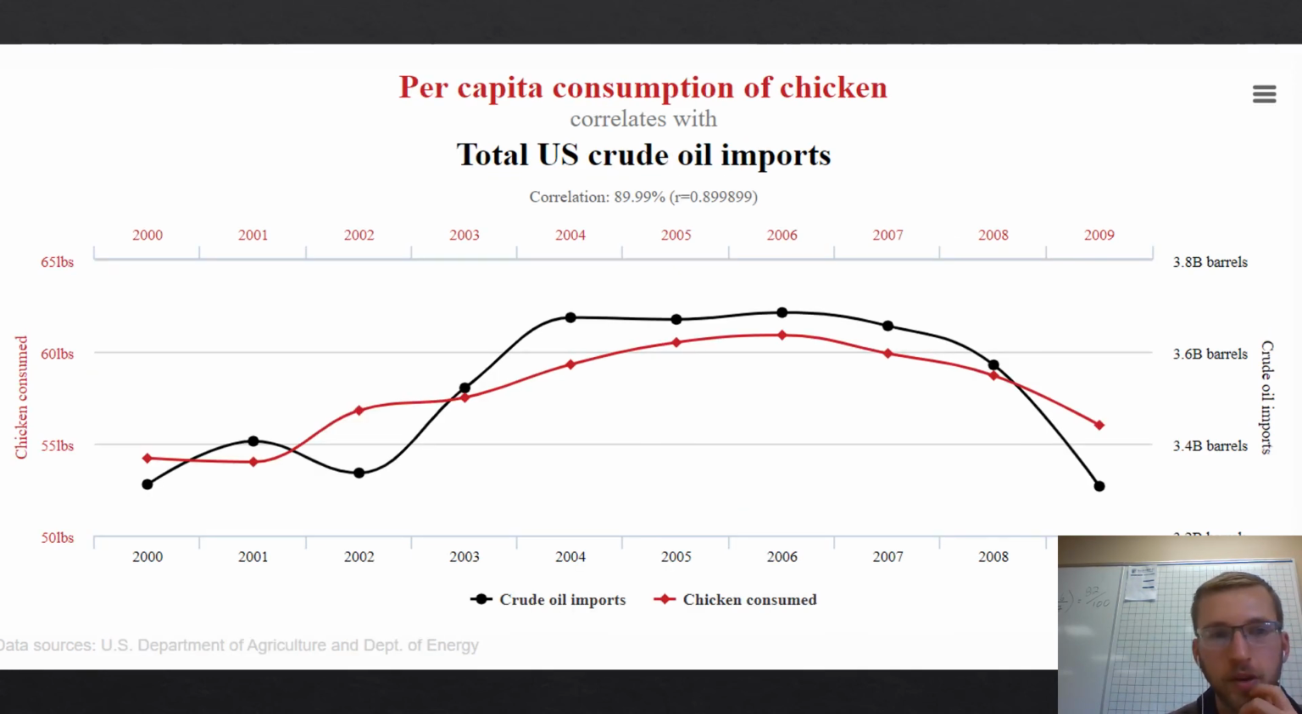Okay, I guess I'll throw one more on here. In red, we have per capita consumption of chicken, and in black, we have total US crude oil imports. Very unlikely that they're related to one another, but still we have a correlation value of 0.899.